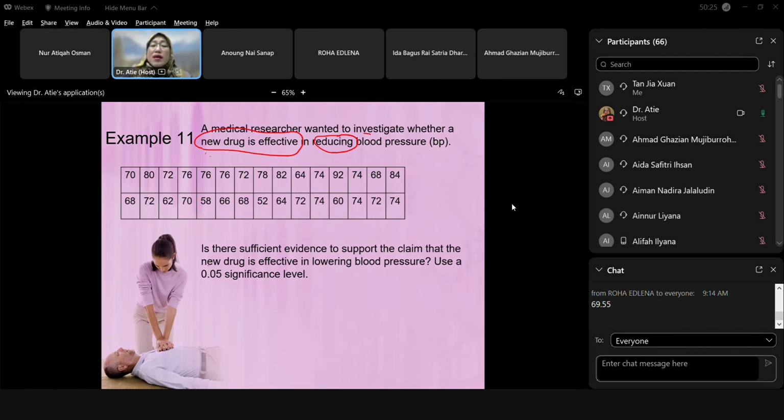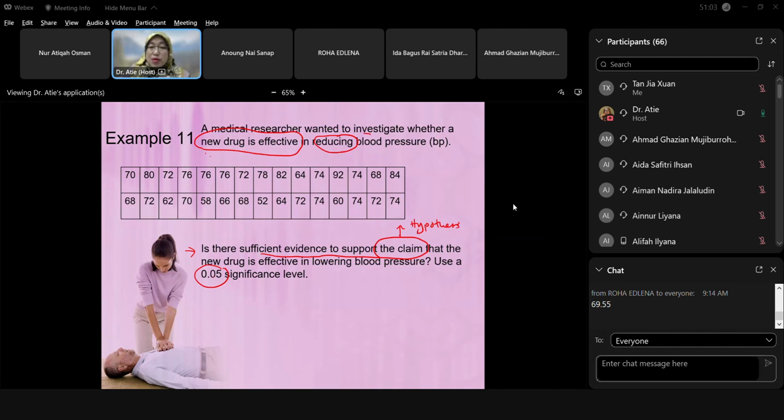And then we need to do hypothesis testing. Why do we use hypothesis testing, when and how? We know that this question is for hypothesis testing because we are given sufficient evidence to support the claim. The claim is actually the hypothesis. And then when we are given the alpha level, alpha is always used especially for the hypothesis test.